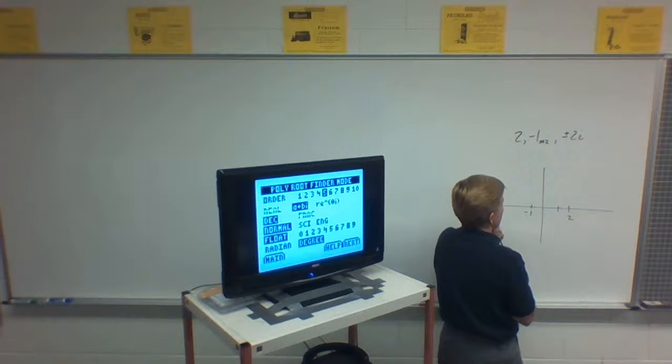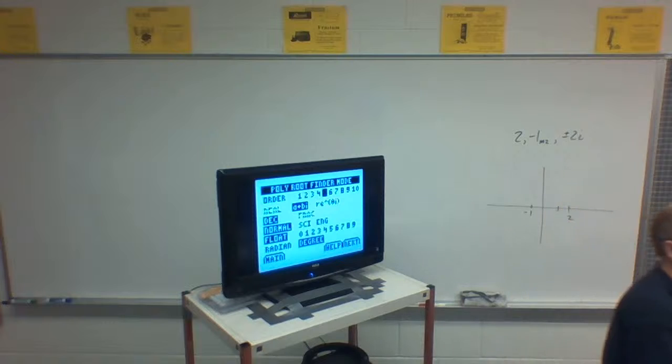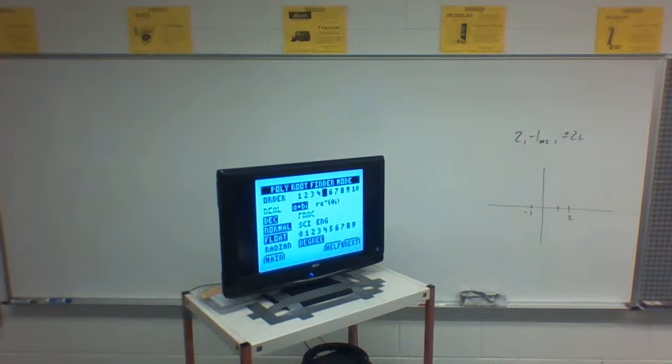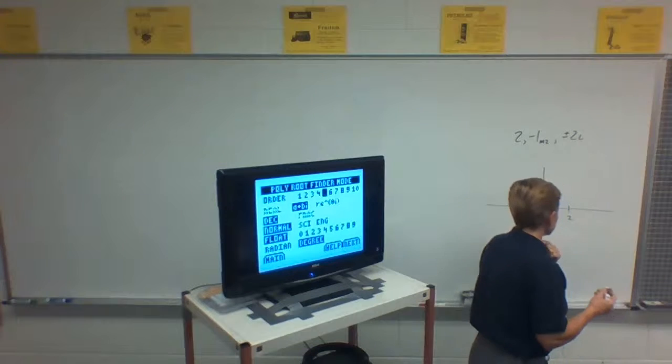That's all. And what do you notice about it? Is this thing going to start high and end low, start low and end high, or start high and end high, low and low? Which one's it going to do? You start low because the leading coefficient is positive. You start low and end high.